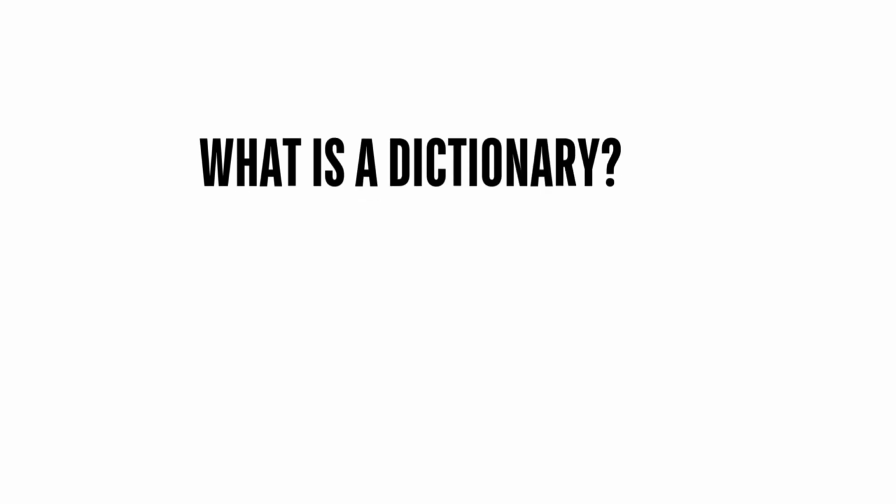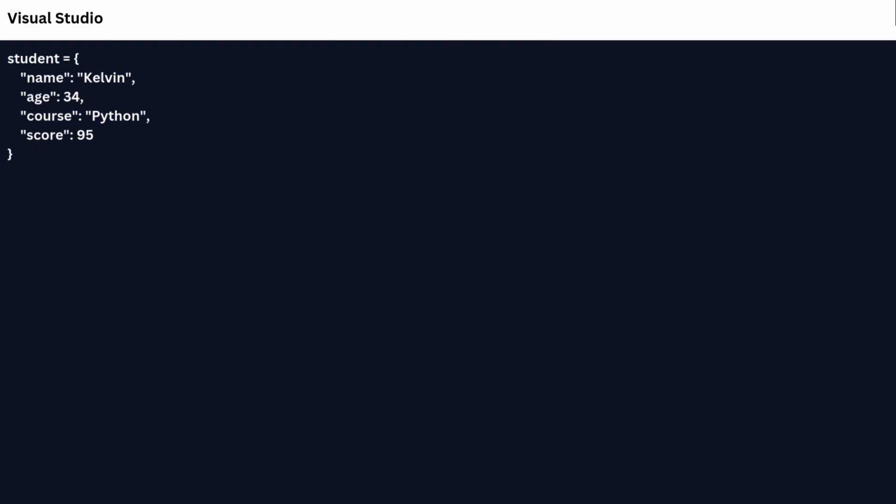What is a dictionary? A dictionary in Python is a collection that stores data in key-value pairs. Unlike lists, which use numerical indexes, dictionaries use keys to access values. For example, we have a dictionary called student. In this dictionary we have name, age, course, and score as keys, while Kelvin, 34, Python, and 95 are their respective values. Dictionaries are defined using curly braces, and key-value pairs are separated by colons.